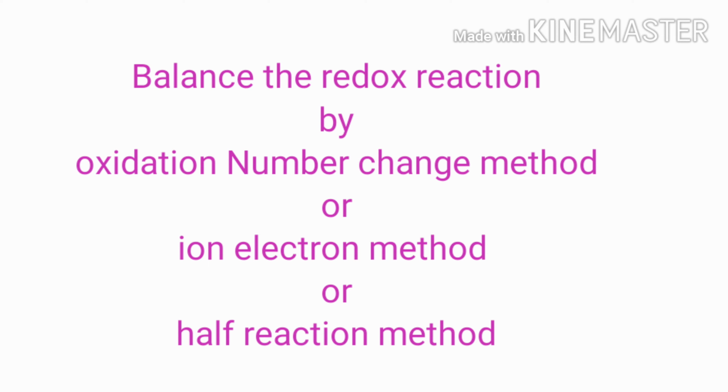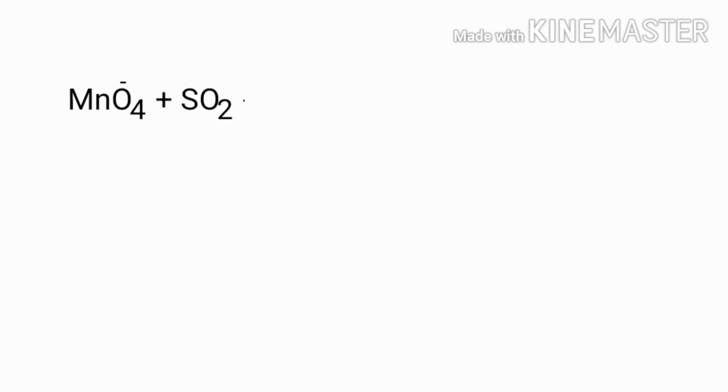Balance the redox reaction by oxidation number change method, ion electron method, or half reaction method. MnO4 minus plus SO2 gives us Mn2 plus plus HSO4 minus. Figure out the reducing and oxidizing agents by the rules of assigning oxidation numbers.